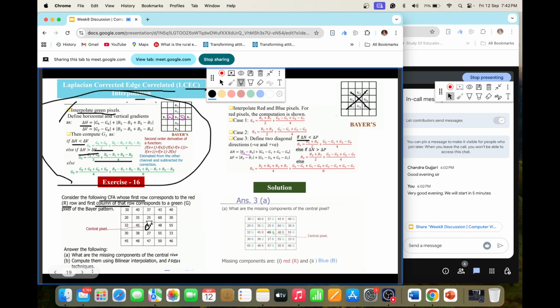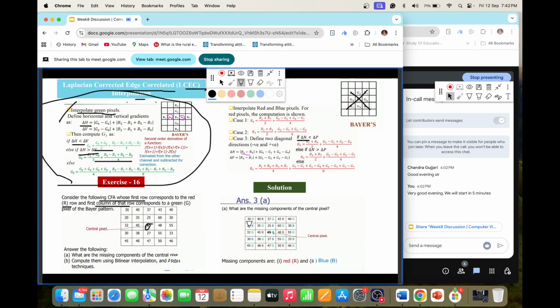So let me show you the CFA. It corresponds to the first row red and the second row blue. First row red, so that is why green red, green red, green, and the second row is blue green, blue green, blue, and then the pattern will be repeated. So this is the thing.